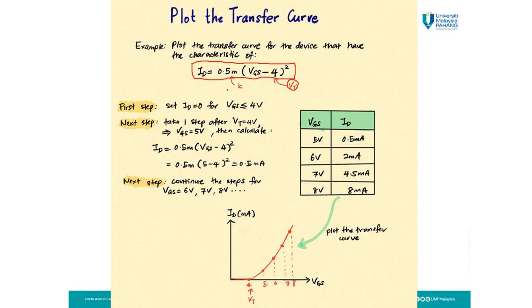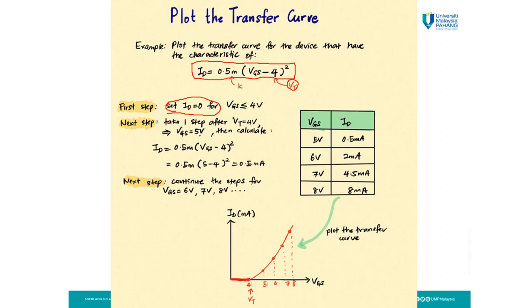From this equation, we know that the transistor is off if VGS is less than VT. So we start to plot the graph when VGS is above the threshold value. The ID is 0 for VGS less than 4. So we draw here: for less than 4, ID equals 0.